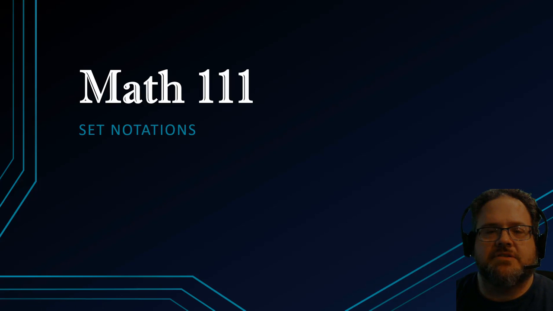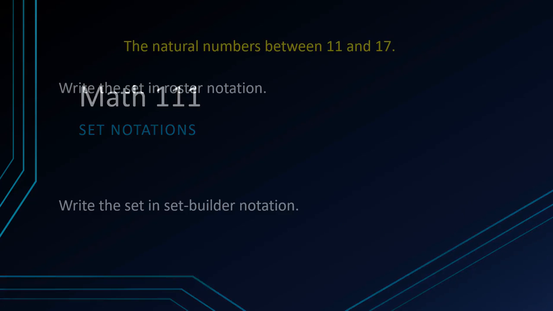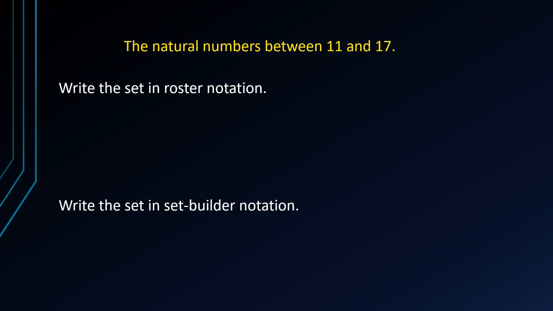In this video, we're going to review how to use various set notations to represent lists of numbers and other such things. For the first problem, you're given the natural numbers between 11 and 17. So the first thing I want you to do is to write the set in roster notation. How would you write that set in roster notation? Take a moment and give it a try.